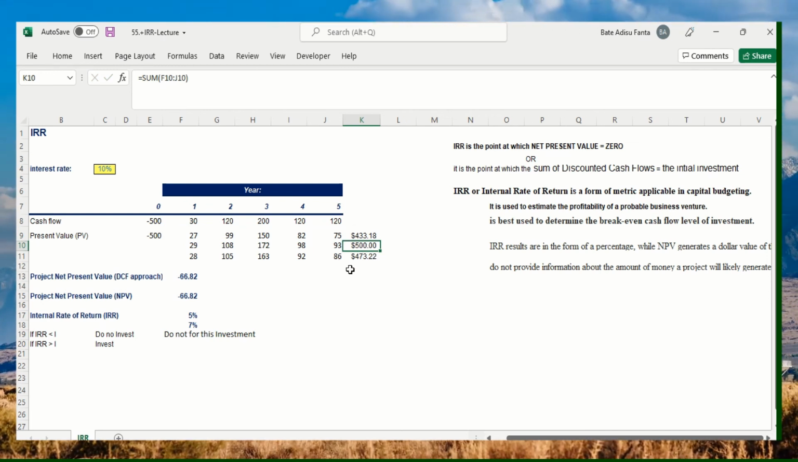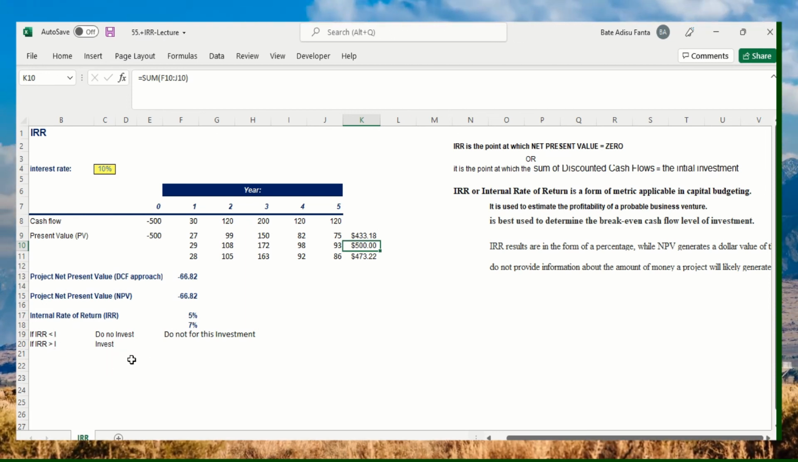So that's how we make a decision. If internal rate of return is greater than the interest rate we have here, then we go for investment. Otherwise, we don't go for investment.